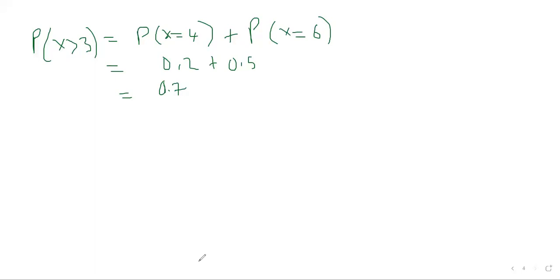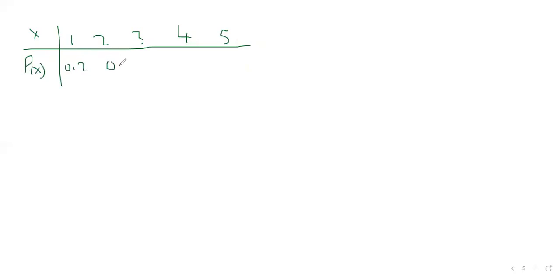Suppose we're given the values of x: 1, 2, 3, 4, 5. And the probabilities of x: 0.2, 0.1, 0.25, 0.15, and 0.3.